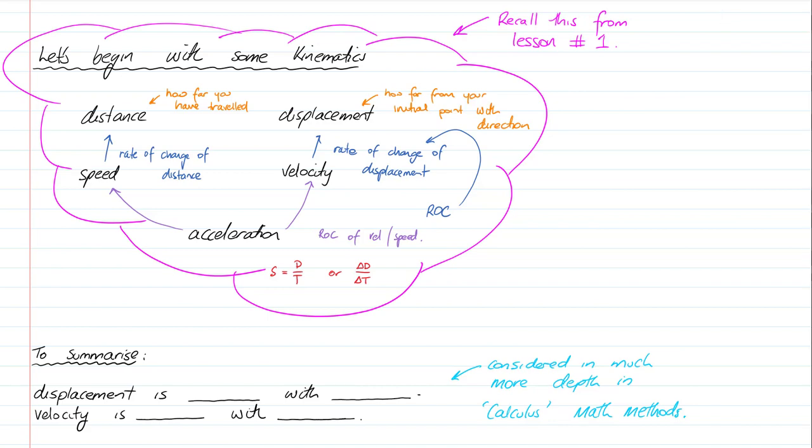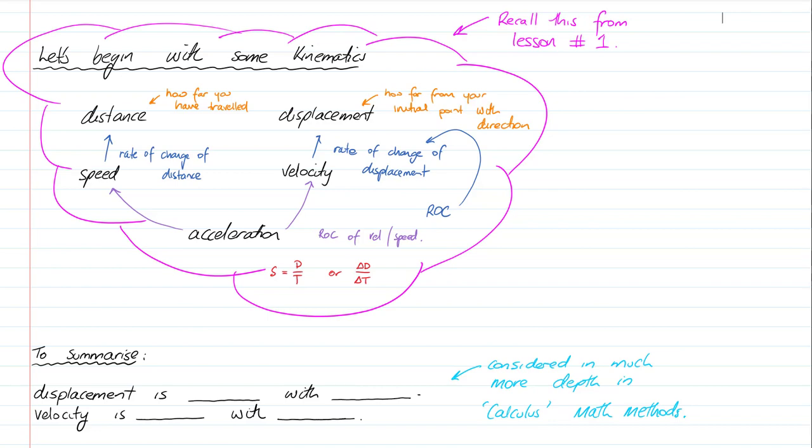On the right hand side we have displacement and velocity. Now displacement is also distance, but now direction is important. So these are now vector quantities. Displacement is a distance and a direction. And the big difference here is that if you change direction, it really has an effect on displacement, but distance is still pretty easy to work out.